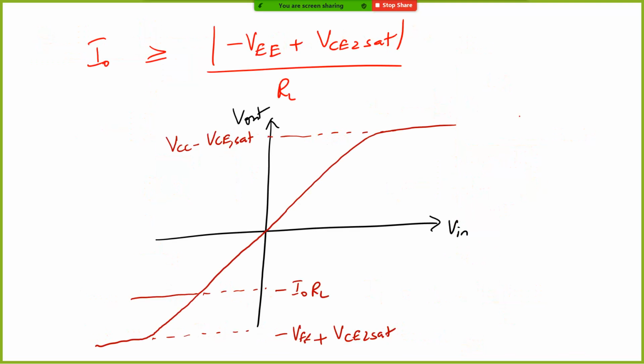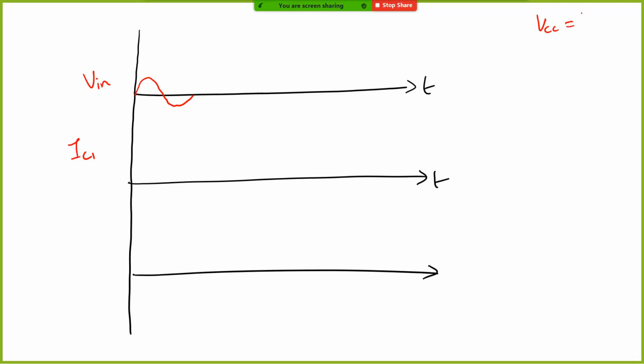If this equality is achieved, let's put some assumptions. Let's say VCC is equal to the magnitude of VEE, say plus or minus 15 volt, or plus or minus 12 volt. And let's say I0 is chosen such that it is equal to VEE plus VCE sat by RL. If you choose things like that, when there is no signal, this will be conducting I0.